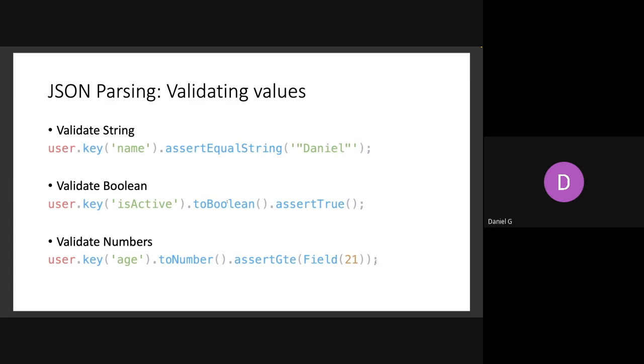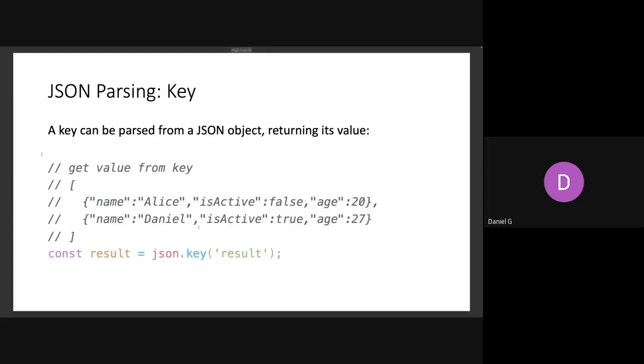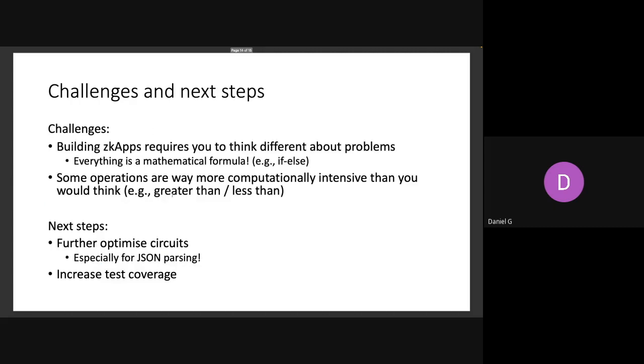It's important to note that if I would try calling toBoolean on age, this would fail because there is no Boolean in that field. And the same goes for index and also for key. If I would try to get a key from this, it wouldn't work. So basically, for this to work, you need to know the JSON structure in advance to be able to parse it on-chain to validate some values or to extract some values that you can use further on. And that's pretty much it.